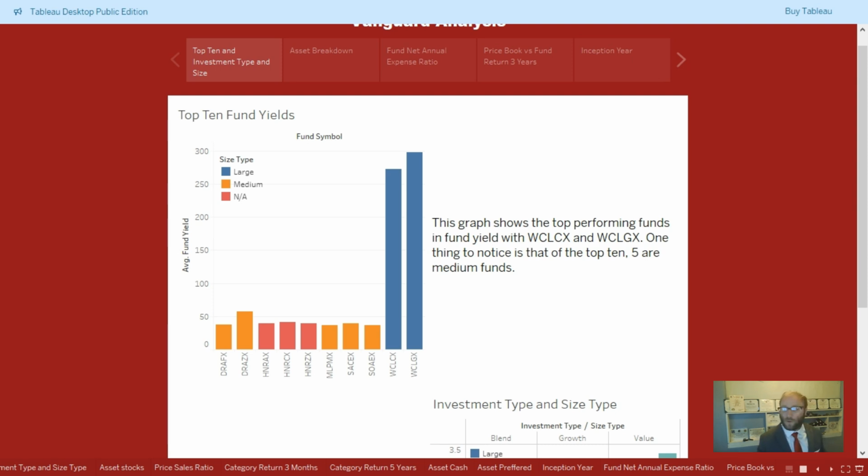Starting off, I wanted to go over this visualization of the top 10 fund yields. This one's important to know because these two top funds threw off a lot of the visualizations, so we had to take out the outliers to clean up the visualizations a little bit, and then it helped us make sense of the data a little bit more.